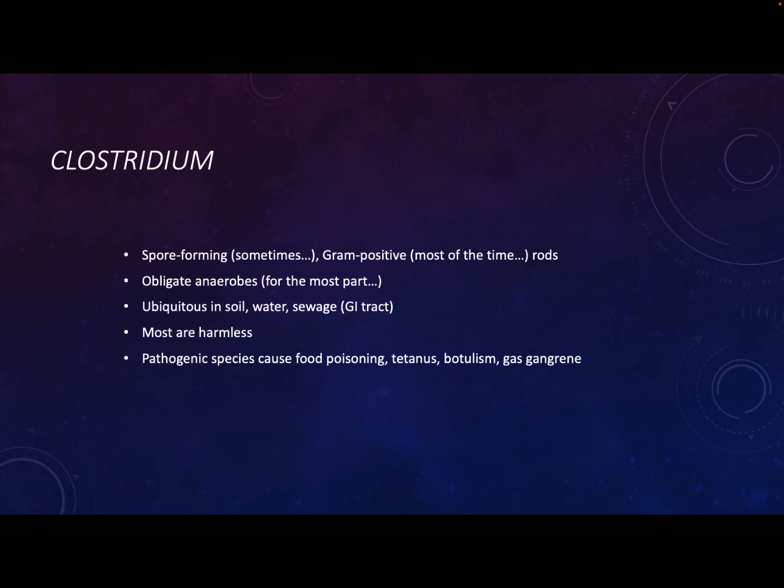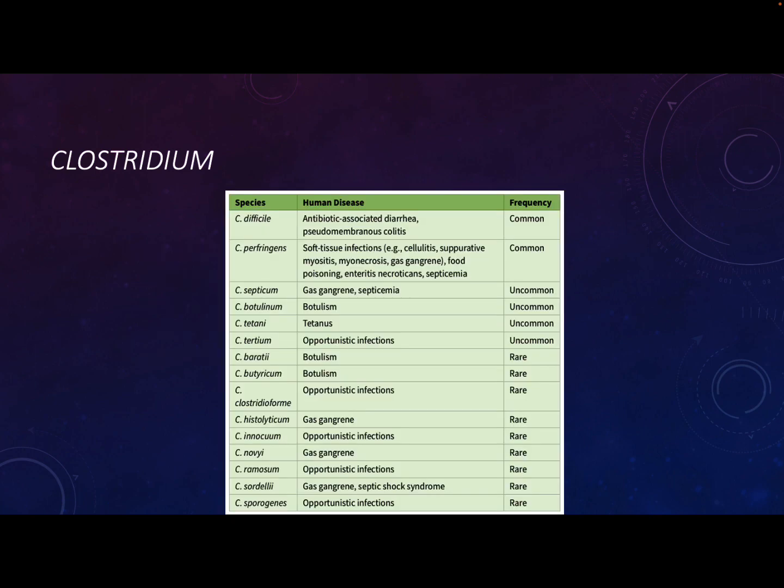But the species that do cause human disease cause a variety of different types of disease. So we see some that can cause food poisoning and gastrointestinal illness, tetanus, which is a spastic paralysis, meaning the muscles are constantly spasming. Botulism, which is the exact opposite, it's a flaccid paralysis, the muscles no longer contract. And even gas gangrene, so deep soft tissue infections. So again, there are 4 pathogenic species in this section that we're going to talk about.